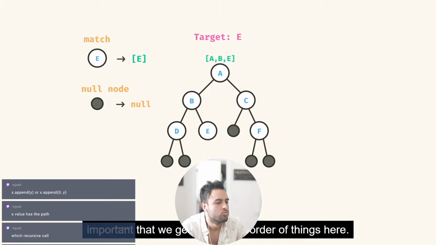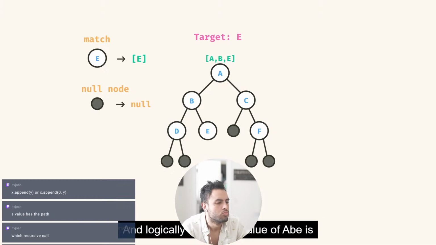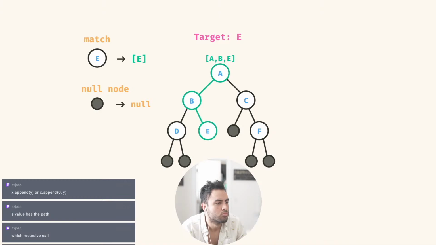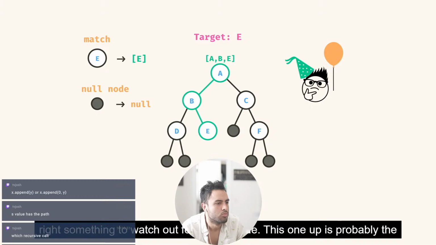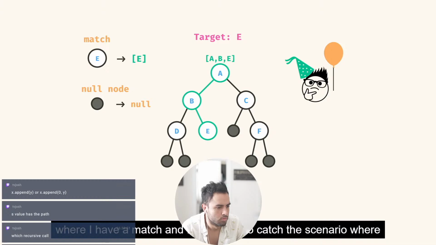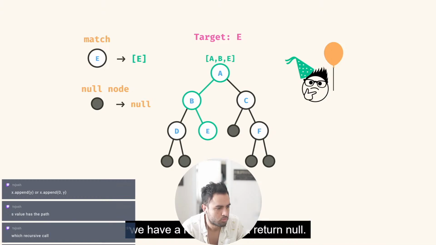And it's important that we get the correct order of things here. And logically, this return value of A B E is our top-level answer, and it represents, of course, this path within the tree. Cool, so that seems pretty reasonable to code up, right? Something to watch out for when I code this one up is probably the fact that I'll need two base cases, right? I need to catch a scenario where I have a match, and I need to also catch a scenario where we have a null node and return null.